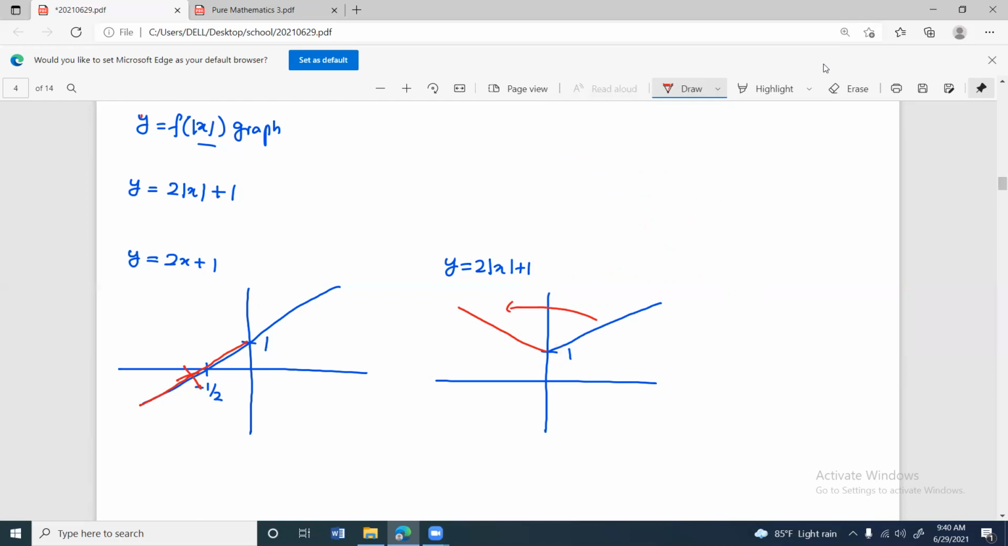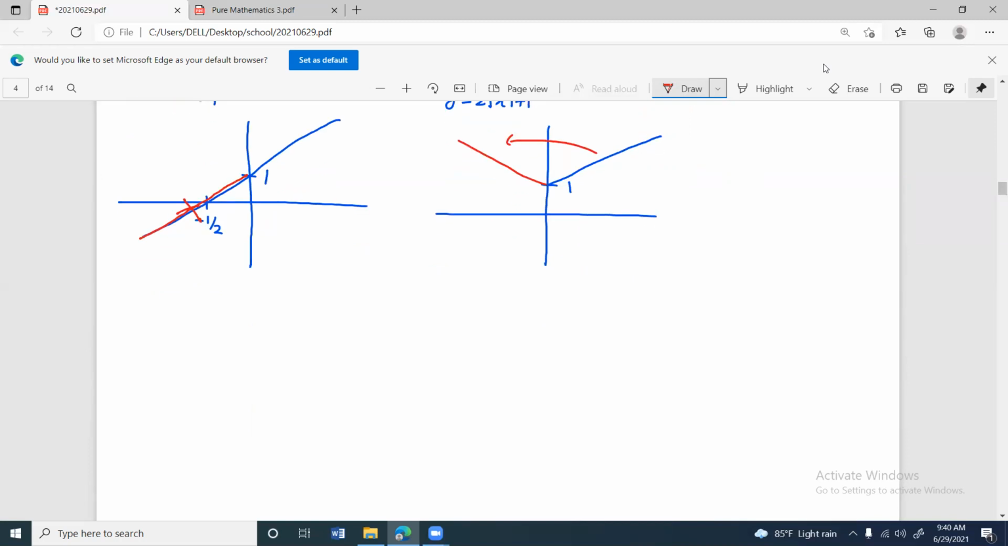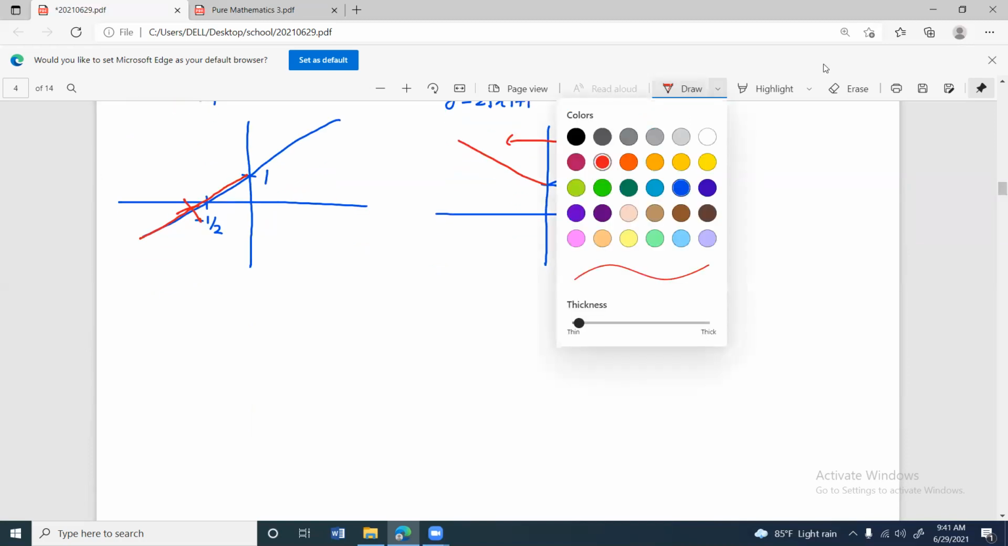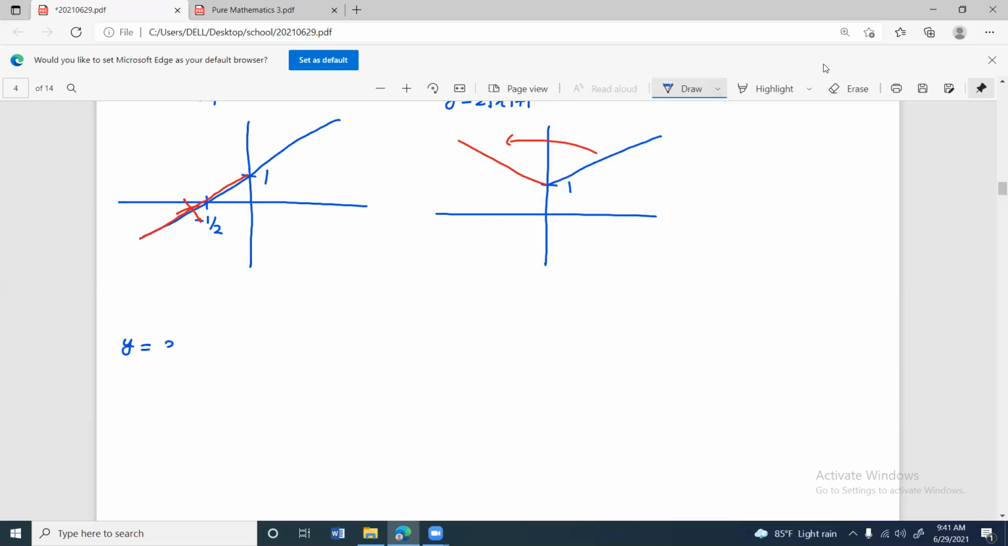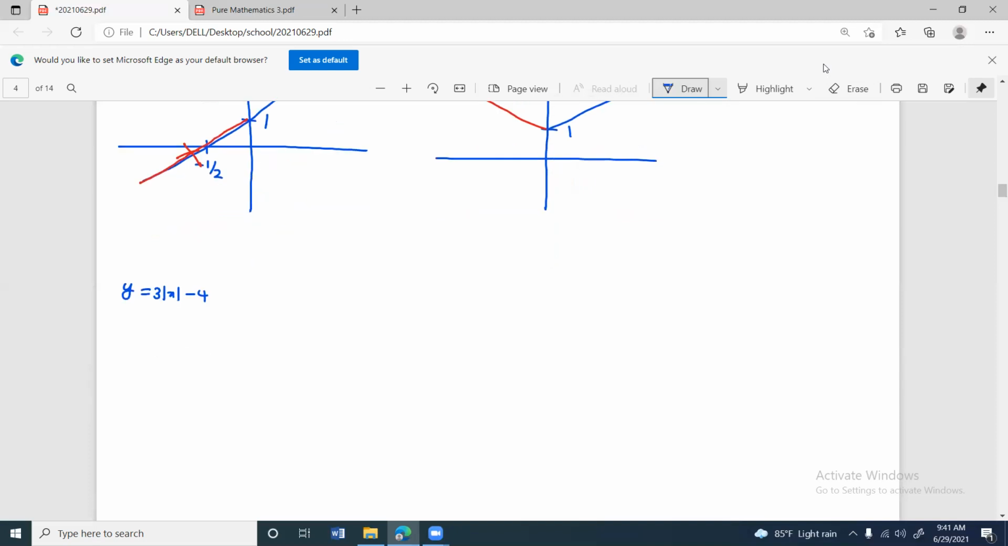Let's go ahead with another example and make sure of the shape of this graph. Say y equals 3 modulus of x minus 4, the 3 modulus of x graph, right? Initially, we need to draw y equals 3x minus 4. The intercepts are minus 4 and 4 over 3, right?